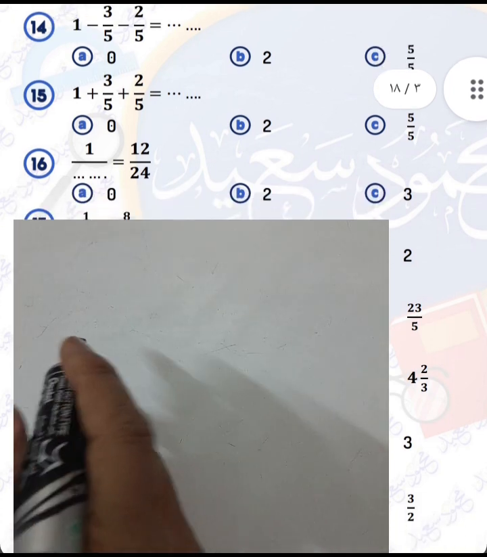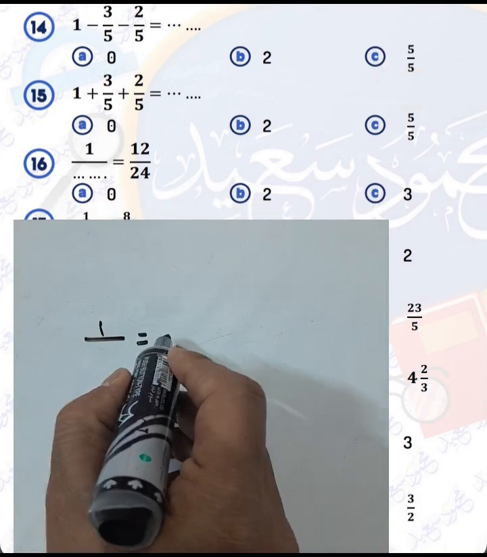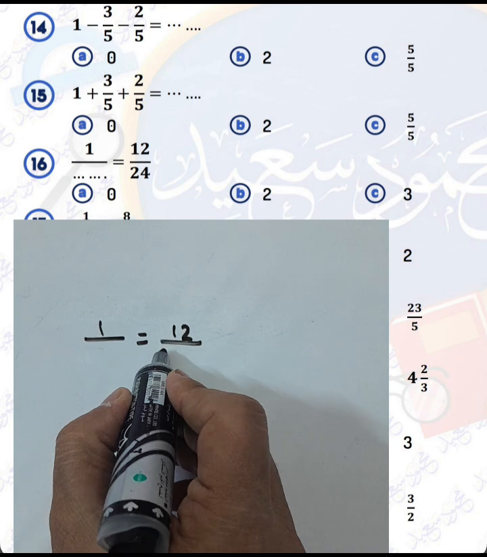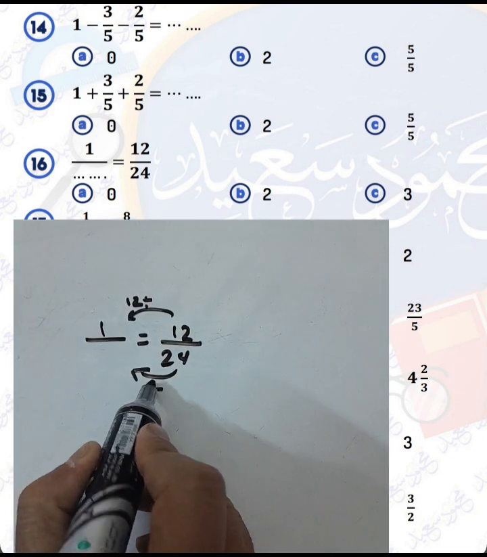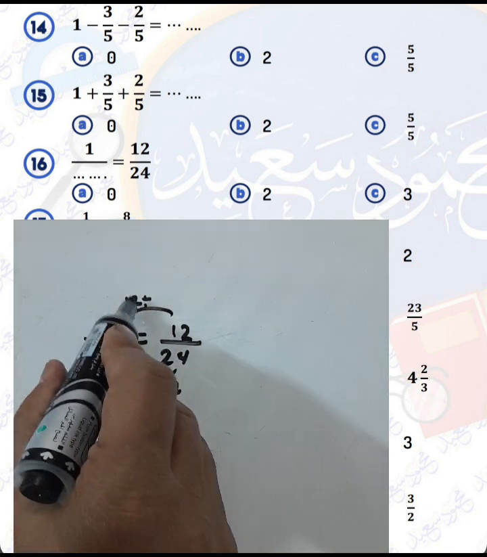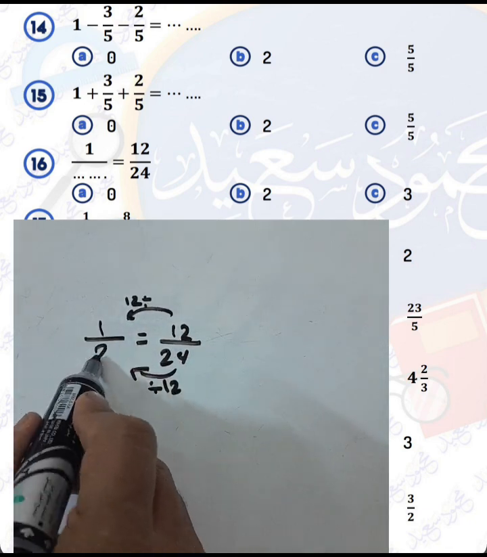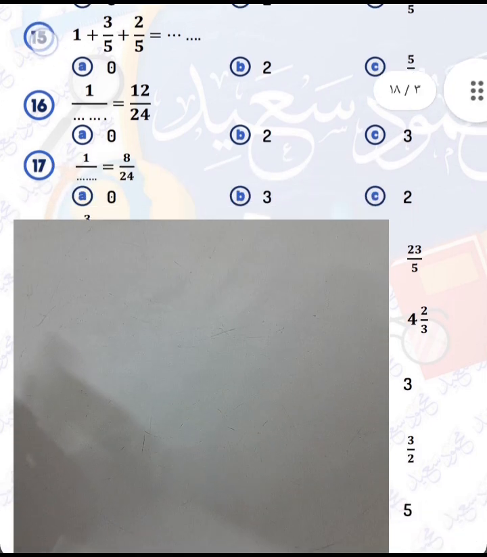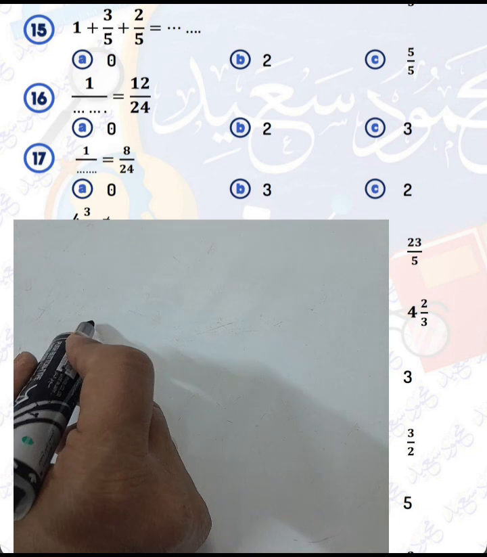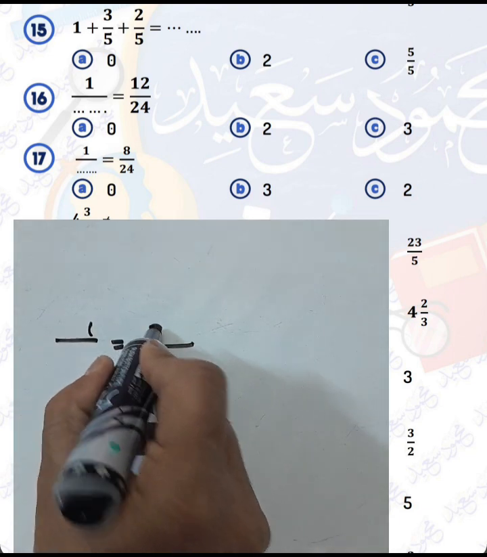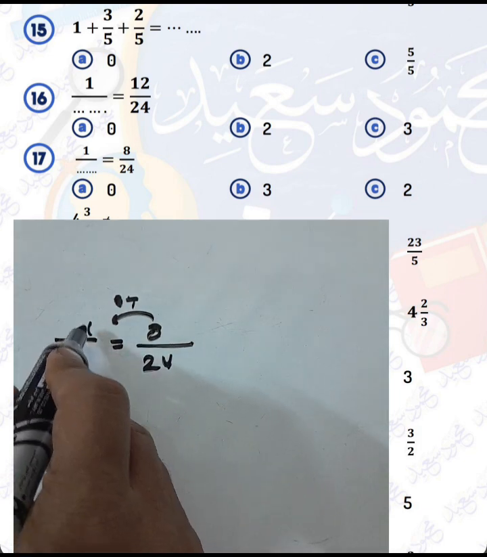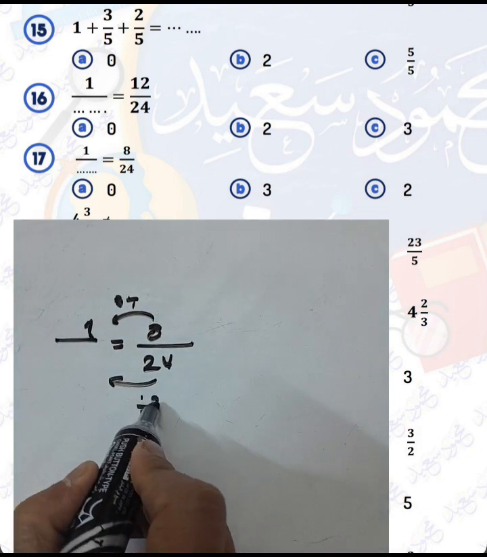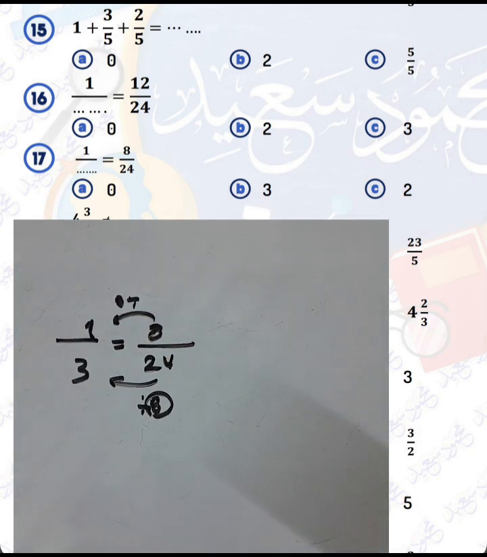Question 16. 1 over blank equals 12 over 24. We can divide by 12. 12 divided by 12 is 1. 24 divided by 12 equals 2. Then the result will be 1 over 2. Next example, 1 over blank equals 8 over 24. 8 divided by 8 is 1. Then 24 divided by 8 equals 3. You can write 1 over 3.